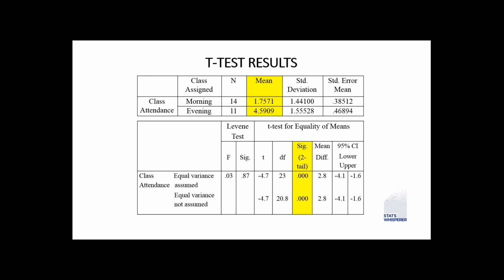What do we look at? The center column in the bottom box, the p-value is below 0.05, so a statistically significant difference. And the evening classes have the significantly higher mean attendance rate at 4.59 relative to the morning classes at 1.75. You'll notice there's 14 people in the morning group and 11 in the evening. So these means, even though it's fewer people, do reflect the larger sample of 100.